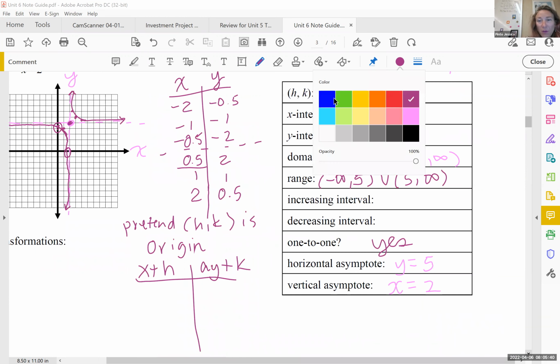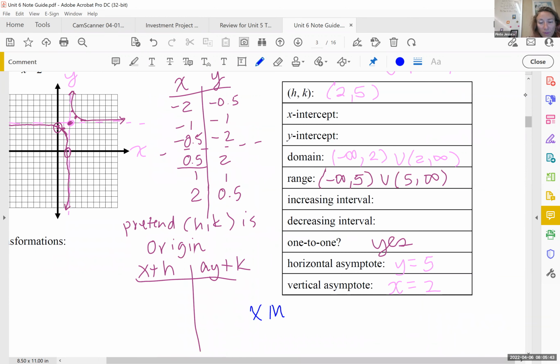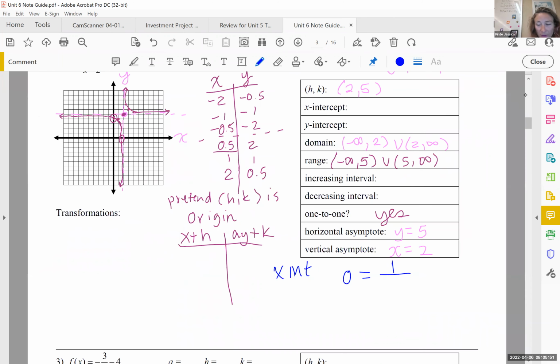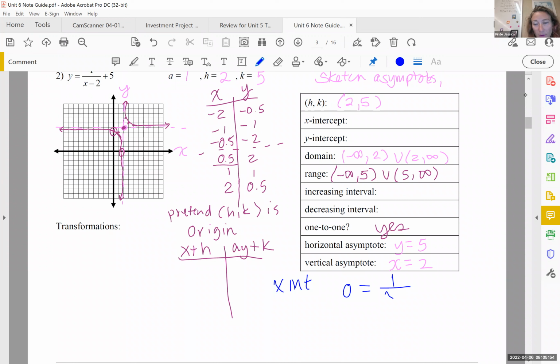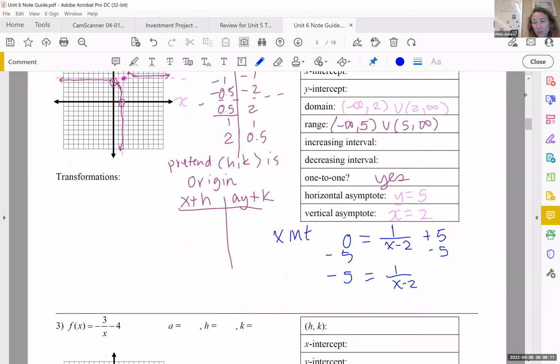For the x-intercept, I'm going to do that work in blue. You may recall that we set y equal to 0, so it's going to be 0 is equal to 1 over, and then let me just refresh my memory with the exact function, x minus 2, and then plus 5. So we want to subtract 5. -5 is equal to 1 over x minus 2. Then we're going to do that great switcheroo. Oh my gosh, I'm almost out of space. We've got x minus 2 is equal to 1 over -5.